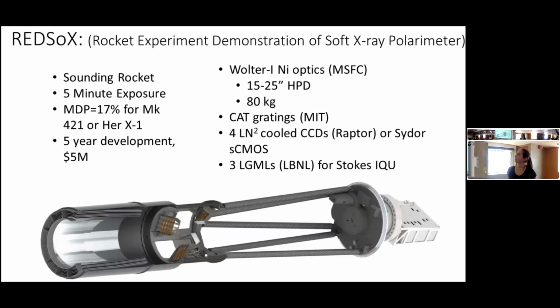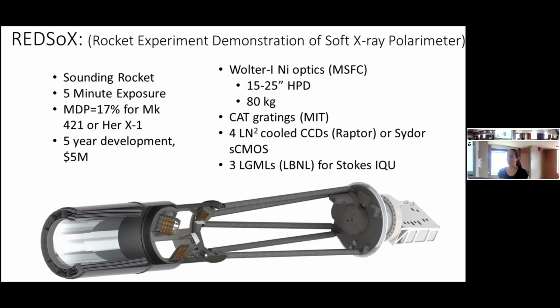All right, so now that brings me to REDSoX, which was Herman's tortured acronym. He really wanted that. He got permission from Major League Baseball to use it. So it's the rocket experiment demonstration of a soft X-ray polarimeter. So it's a sounding rocket, which means that it's going to go up on a rocket. It's going to sit above the atmosphere for about 5 minutes to observe and then come back down, hopefully on a nice soft parachute ride and land back down so we can collect it again.